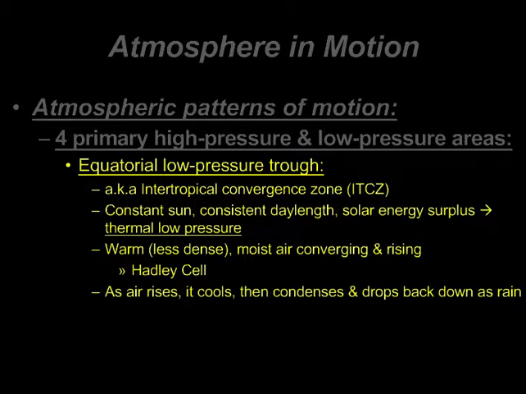And so here we can also find a pretty common situation of a lot of cloud cover. We've already talked about that in a previous video, and this explains why. It's because we get a ton of warm, moist air condensing, forming clouds, and then falling back down as rain. So in this area, the equatorial low pressure trough, the intertropical convergence zone, we're going to have a ton of water vapor and a good amount of heavy rainfall.